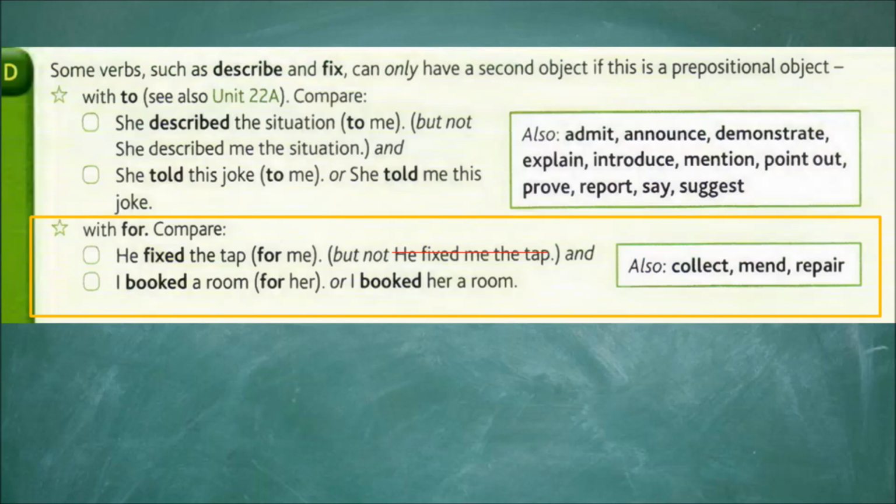With for. Compare. He fixed the tap for me. But not, he fixed me the tap. And, I booked a room for her. Or, I booked her a room. Also, collect, mend, repair.